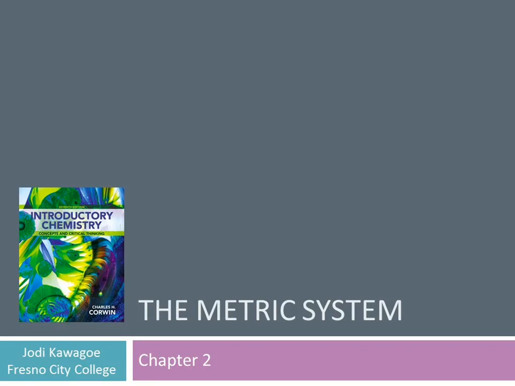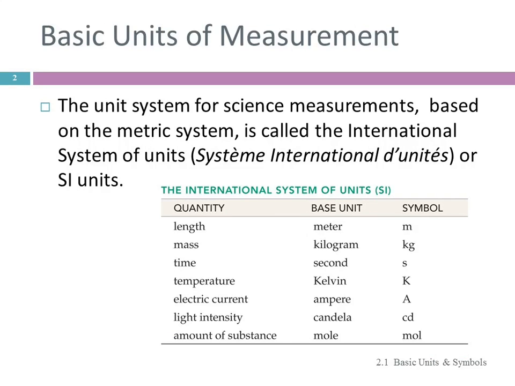Chapter 2, the metric system. The official unit system for science is the SI system. That's from the French, I'm not even going to try to pronounce that, the International System of Units. And these are the official base units for the SI system. The SI system is based on the metric system.